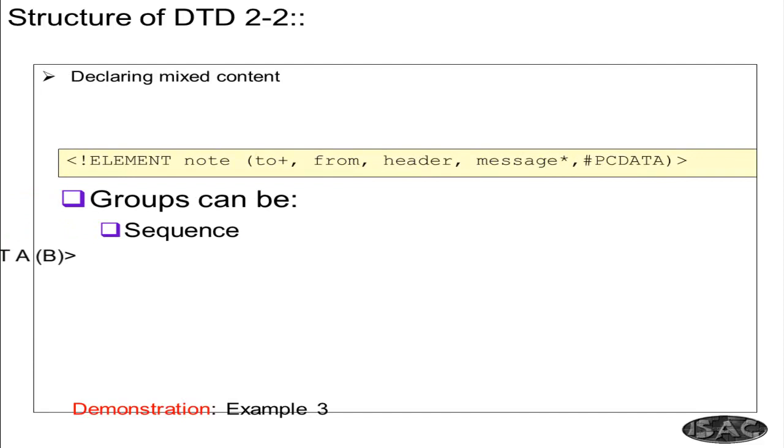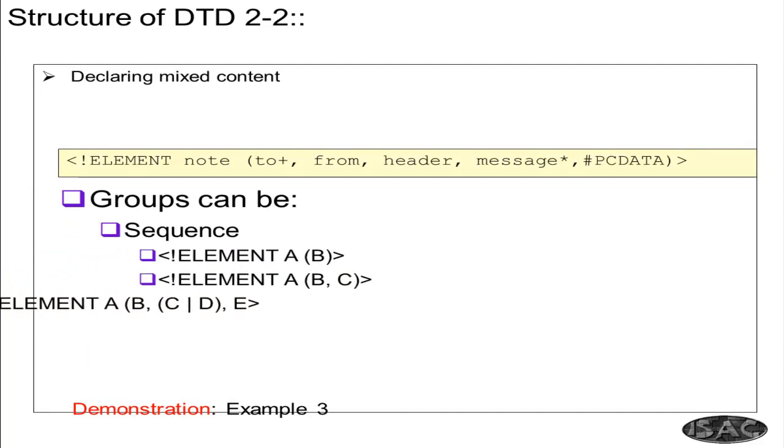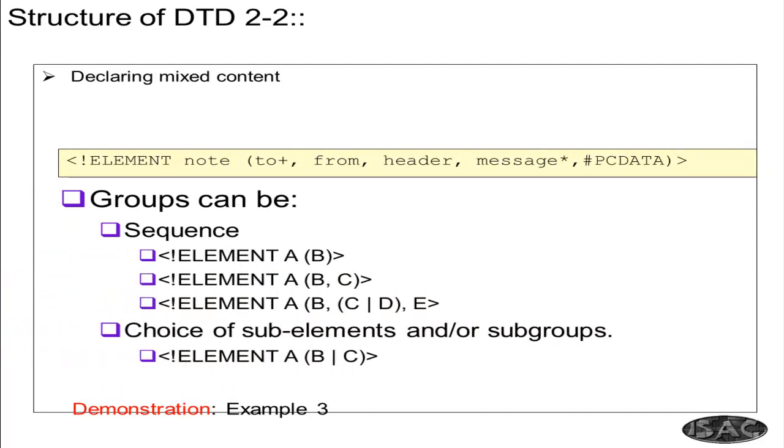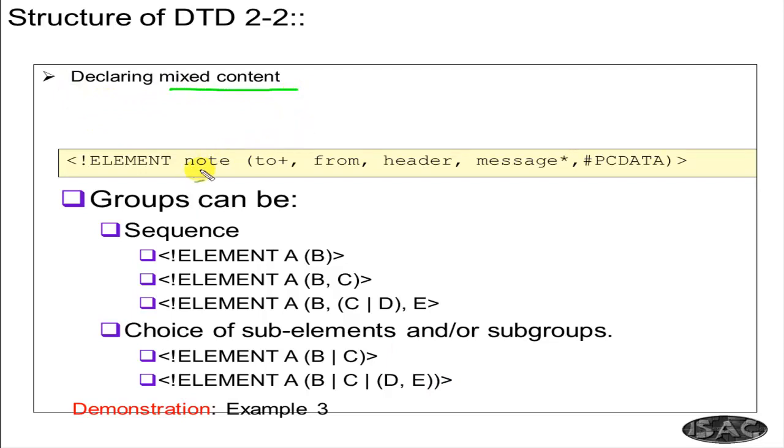Now you can have mixed content as well. Inside the DTD, you can declare mixed content. So this is a parent element and these are all child elements. This can occur multiple times, this must have, this must have, this may have, may not have, and this is PCDATA. Any character data is perfectly fine.